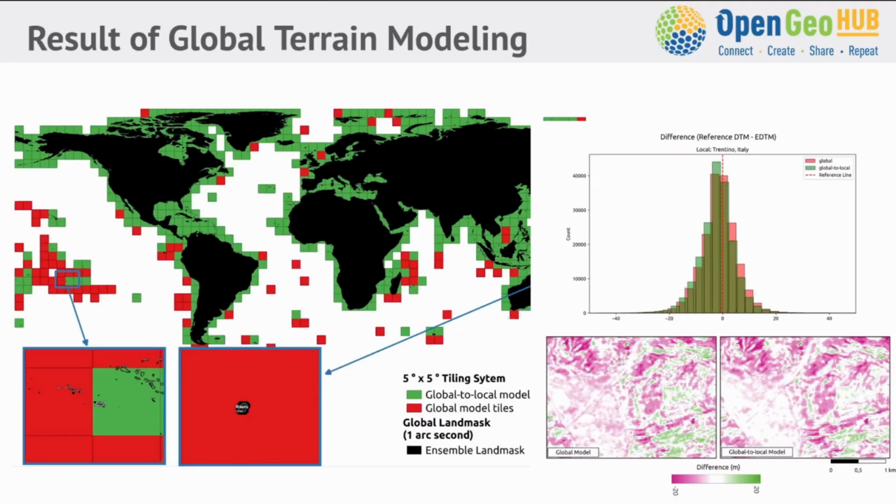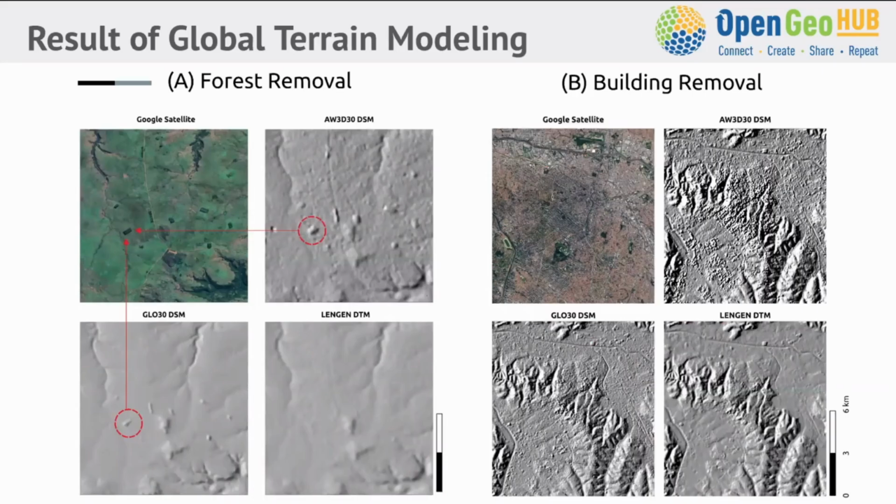And so using these differences from the global model and the global-to-local model, we can see that adding more samples in the local context can actually increase the accuracy of predicting the terrain. That is one of the breakthroughs that we found in our modeling process. And for sure, we have seen the forest removal and the building removal from our modeling process.